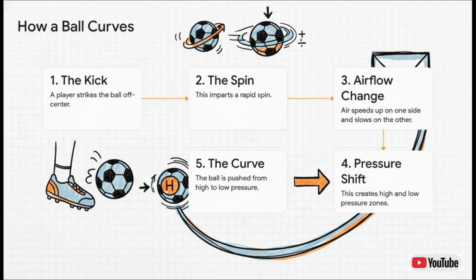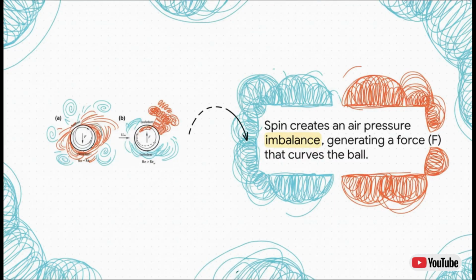And there's your curve. In this diagram, it just lays it all out perfectly. You can see how the spin messes with the airflow. That red area is the high-pressure zone, and the blue is the low-pressure zone. That imbalance creates a net force. You see it marked here as F, that literally shoves the ball sideways and gives you that beautiful, bending shot.